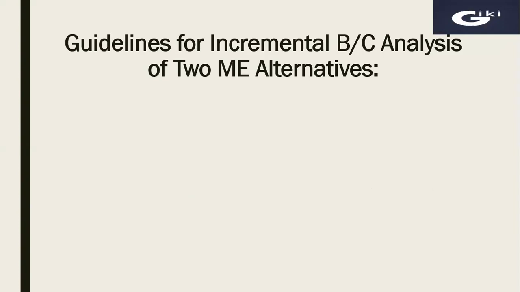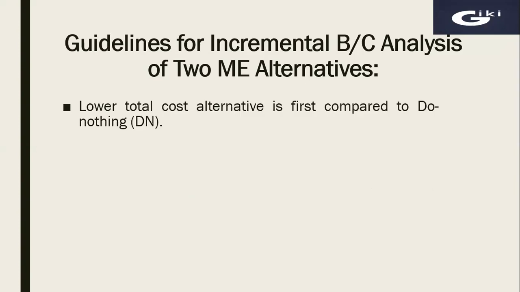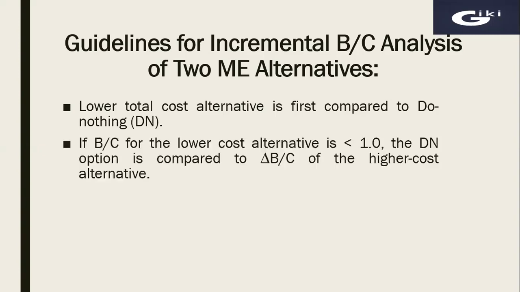Now, guidelines for incremental B over C analysis for two mutually exclusive alternatives are here. So these are two differences basically. The lower total cost alternative is first compared to do nothing. As you can say, the lowest cost option will be the challenger and do nothing will be the defender in that case. If the benefit cost ratio for the lower cost alternative is less than 1, the do nothing option is compared to the incremental B over C ratio of the higher cost alternative.